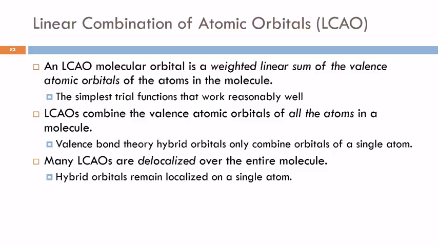Valence bond theory combined the orbitals on an individual atom into the hybridized orbitals. So we had the sp and the sp2, et cetera. So we're not going to have hybridized orbitals here. We've got molecular orbitals. These orbitals are often delocalized, meaning they're spread out over the entire molecule, whereas the hybrid orbitals from valence bond theory are localized on an individual atom. Any questions yet?